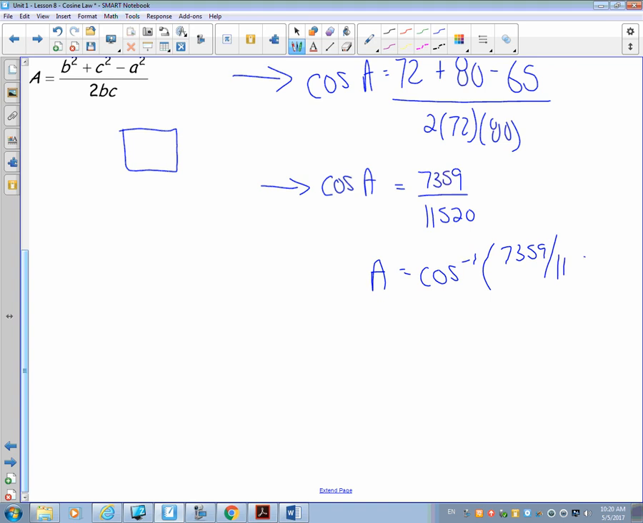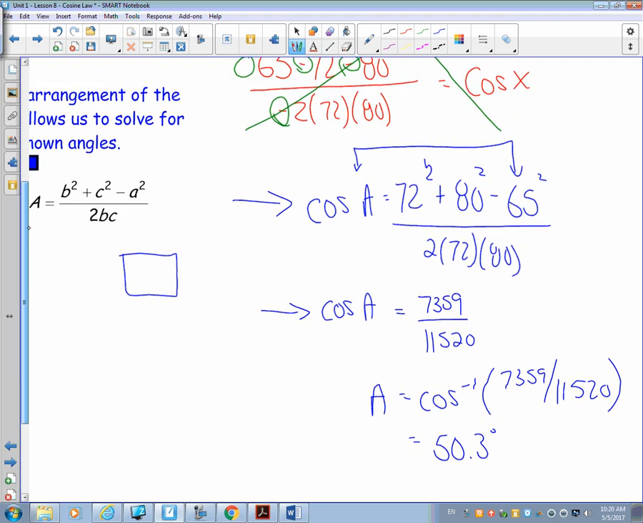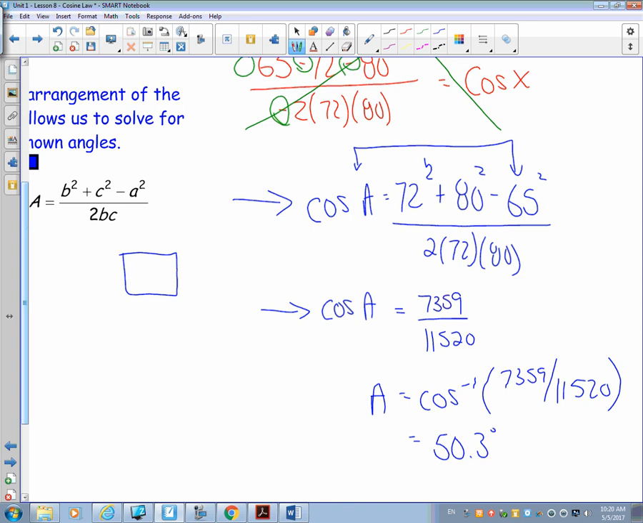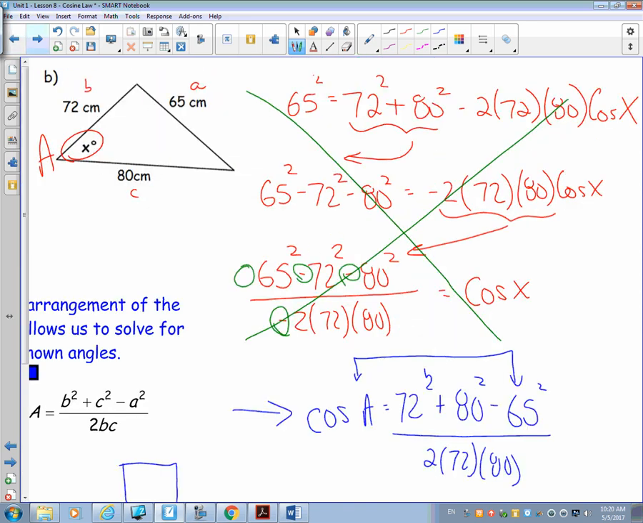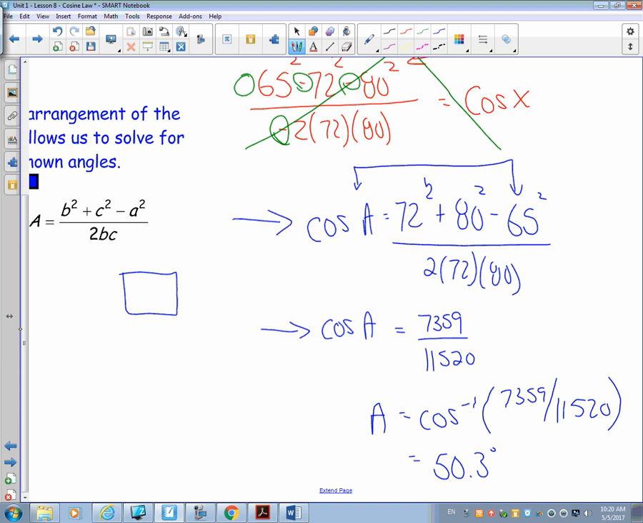7359 over 11,520. Into my calculator I go, and I got 50.3 degrees. And I think that is much faster than having to go through and rearrange the equation every time just to do the same math. Okay, so there's our two problems. Finding a missing side, really quick, and finding a missing angle, make sure you use the blue version, and also fairly quick. So let's try a couple.